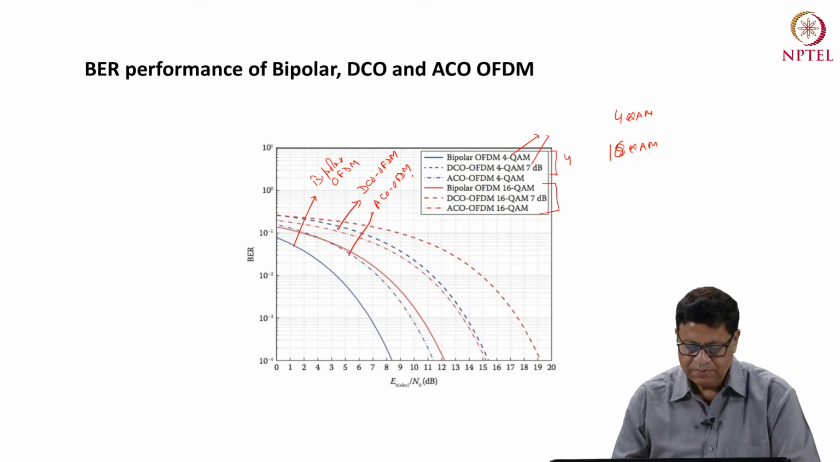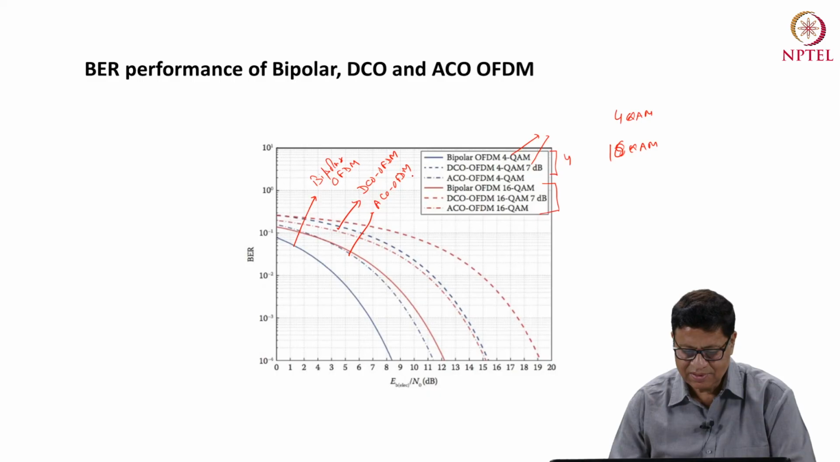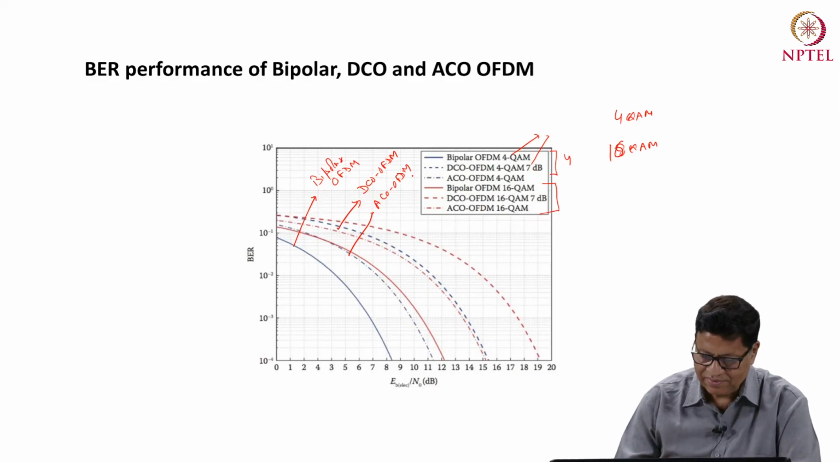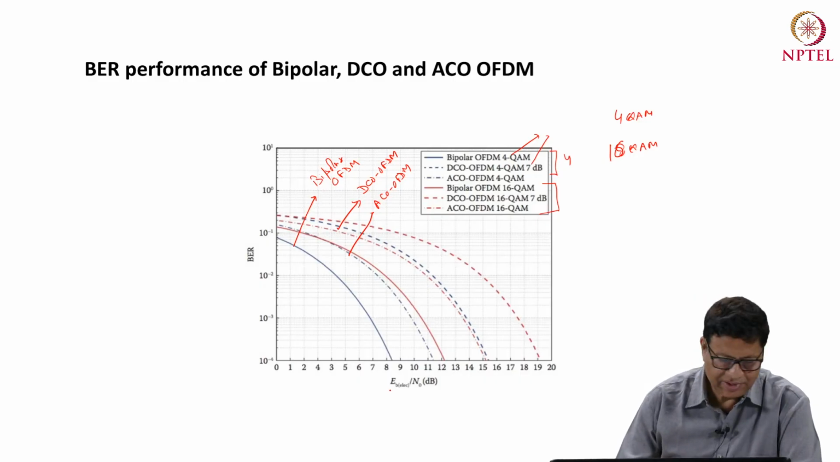So bipolar OFDM by far is the best, but it is not a suitable candidate for optical wireless communication. So there are many choices, but we have discussed DCO-OFDM and ACO-OFDM. If you see the performance of ACO-OFDM in terms of BER versus Eb/N0, it is better as compared to DCO-OFDM, but DCO-OFDM has got better spectral efficiency as compared to ACO-OFDM.